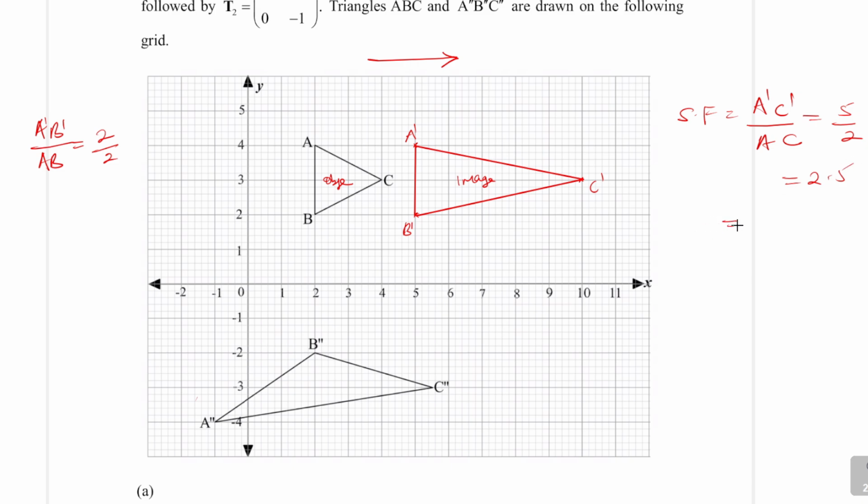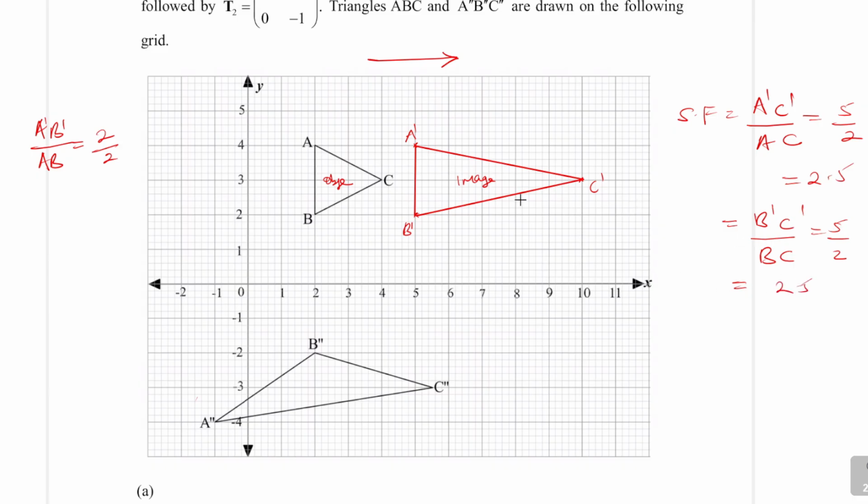We can check with another side still. If you take, for instance, B prime C prime divided by BC, this one will give 1, 2, 3, 4, 5. Still, this one is 5. And then BC, we have 2 units. So this one will give you 2.5.